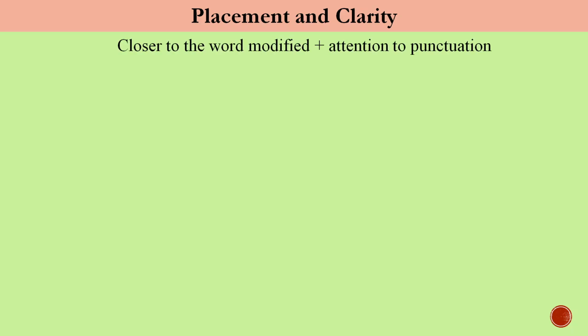Now let's come to placement and clarity. This is what we have to pay attention to while we are placing the modifiers. We have to place them at the right spot to enhance clarity and for effective communication. So the closer the modifier is to the word modified, the better, and not only that, we have to pay attention to the punctuation as well.